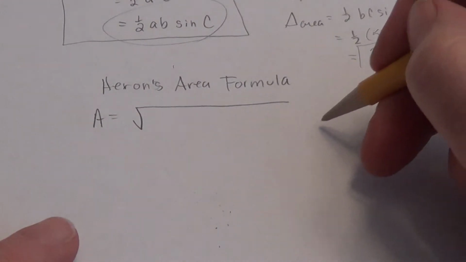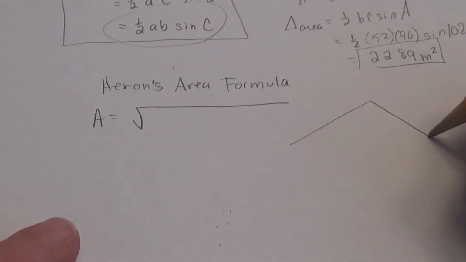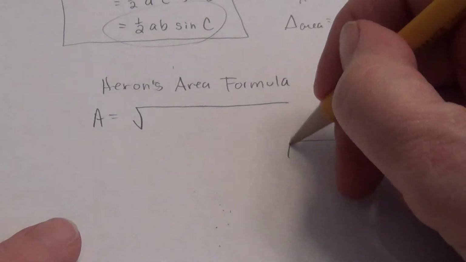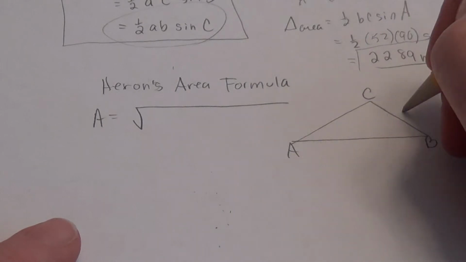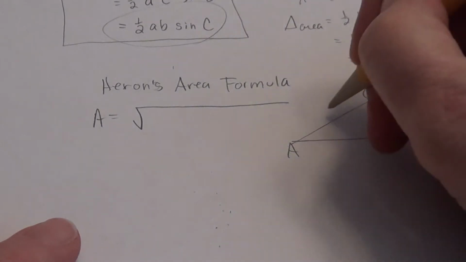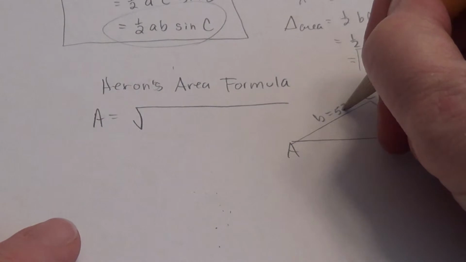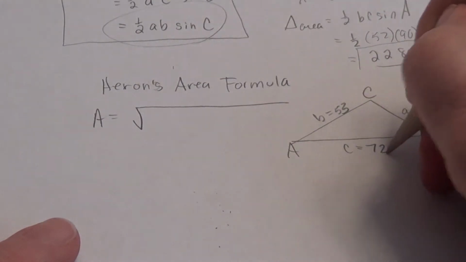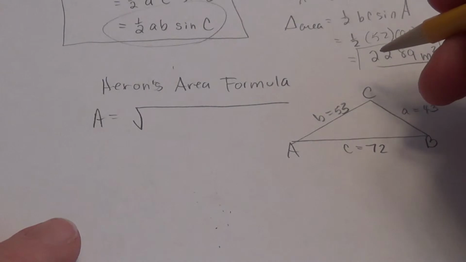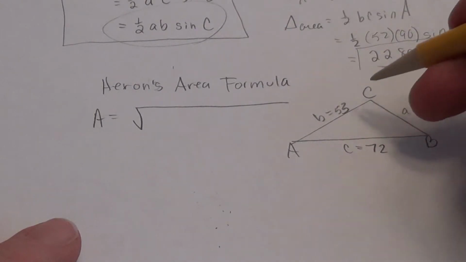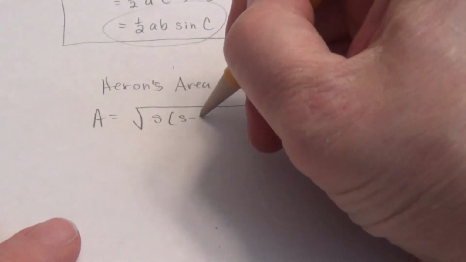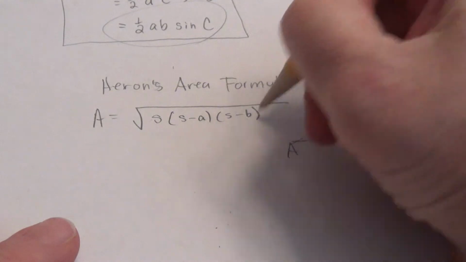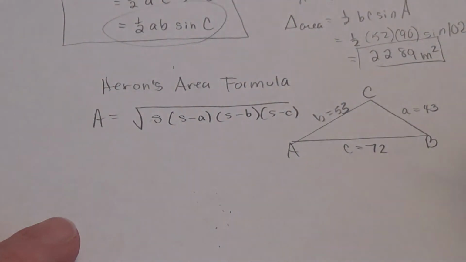And so let's give ourselves a triangle with no angles known. So we'll say here's A, B, and C. And say A is 43 and B is 53 and C is 72. Then his formula will make use of the A, B, and C in this way. The square root of S times S minus A times S minus B times S minus C. The question is, what in the world is S?